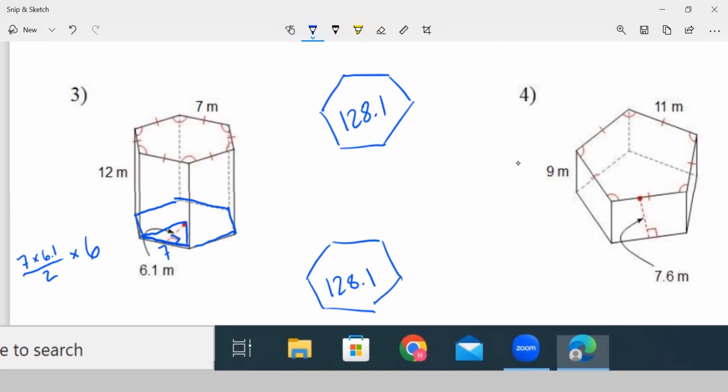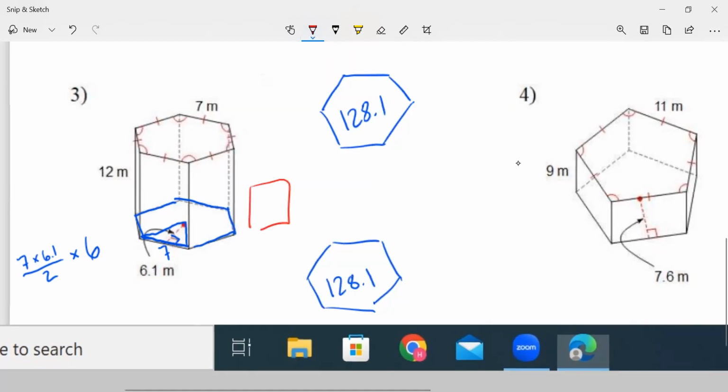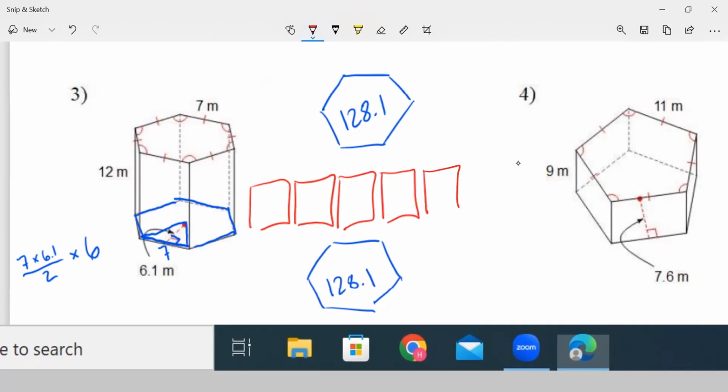So each of my bases, there are 2 bases, each of them is 128.1. My base has 6 sides. So let me get 6 rectangles in the center, right? 6 walls. This was a room. This is what we call a wall. Now, interesting is that each side of my base is 7. So I'm going to get the same number for each of my walls. And I'm going to multiply each of those 7 times the height of the prism, right? The distance between the bases.